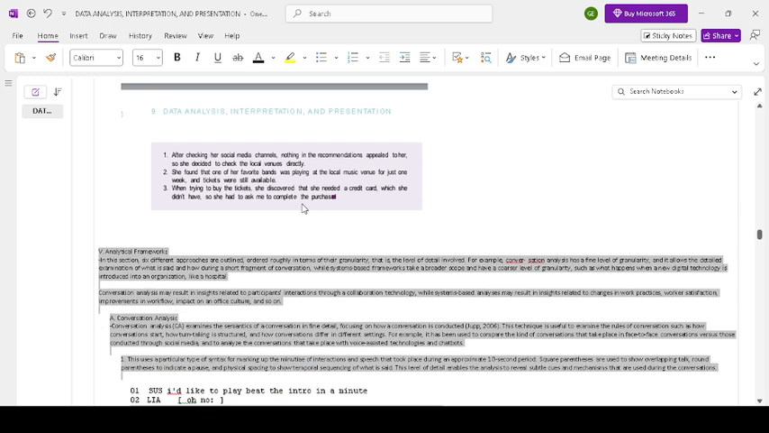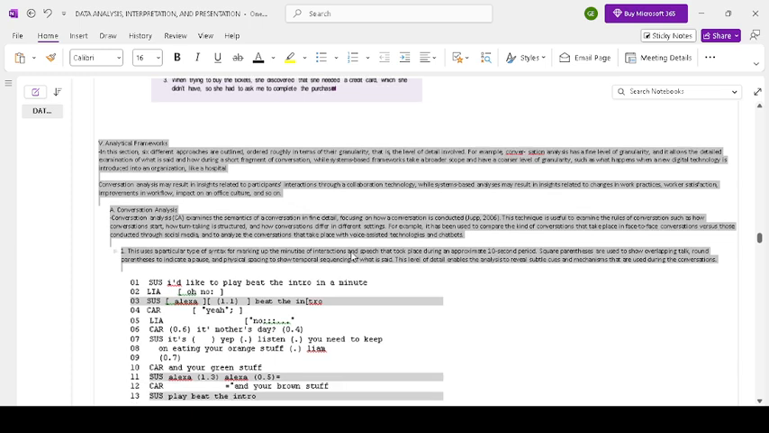Analytical frameworks. In this section, six different approaches are outlined, ordered roughly in terms of their granularity. This is the level of detail involved. For example, conversation analysis has a fine level of granularity, and it allows the detailed examination of what is said and how during a short fragment of conversation, while system-based frameworks take a broader scope and have a coarser level of granularity, such as what happens when a new digital technology is introduced into an organization, like a hospital.